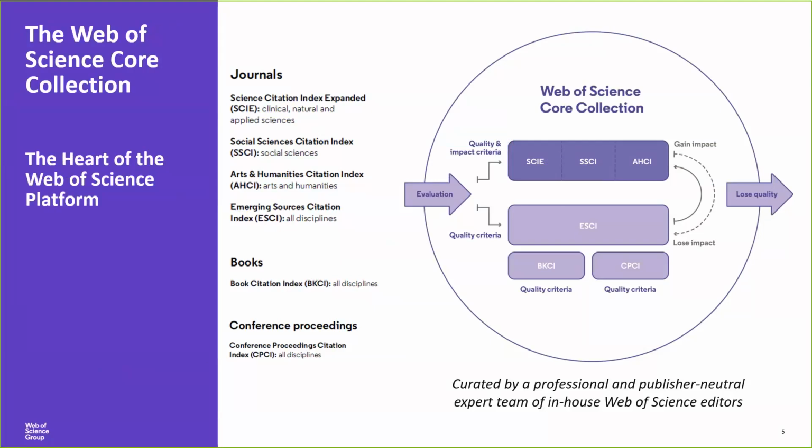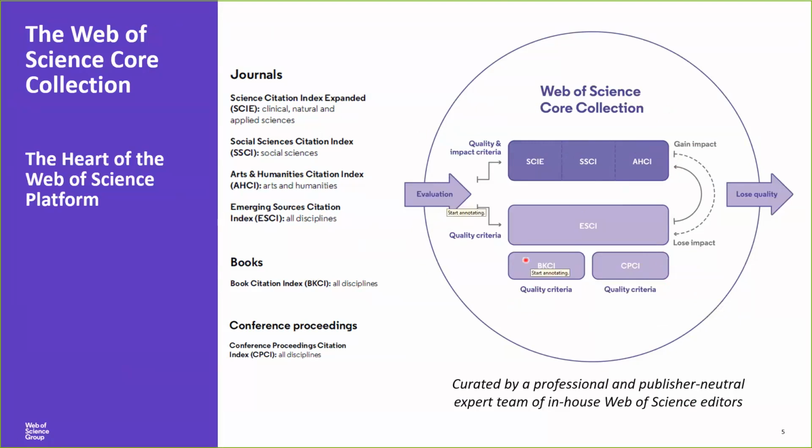Now, this is the Web of Science core collection. The indexes here on the screen, I'm going to show you quickly. What these stand for are Science Citation Index, Social Science Citation Index, Arts Humanities Citation Index, Emerging Sources Citation Index, Books and Conference Proceedings Citation Indexes. Everything you see here is what we call the Web of Science core collection.